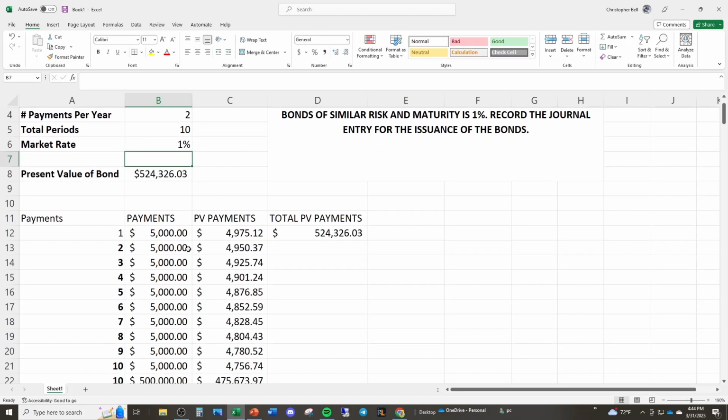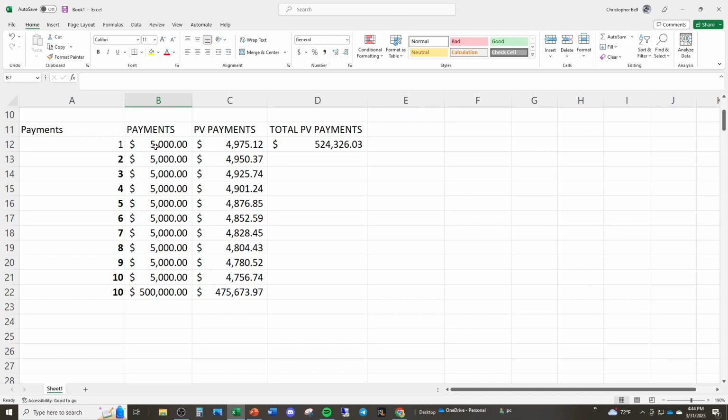So what we do is we listed out all the payments of this bond. So every 6 months, every period, the bond is going to pay $5,000 of interest to you. So you buy this bond, they're going to pay you $5,000 of interest every 6 months. So 6 months, 5,000, 5,000, 5,000, 5,000. For 10 total periods, you're going to get $5,000. And then at the end, on the 10th period, you're going to get that $500,000 back that you lent the company. These numbers are the present value of those payments.